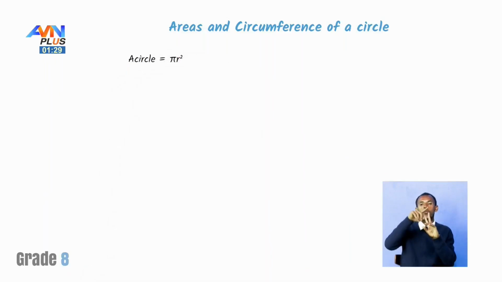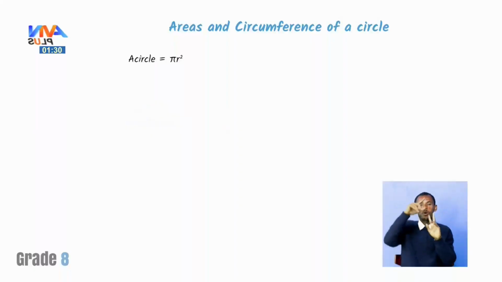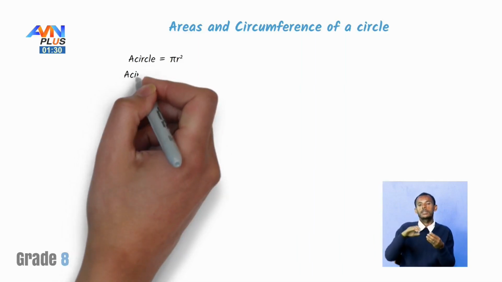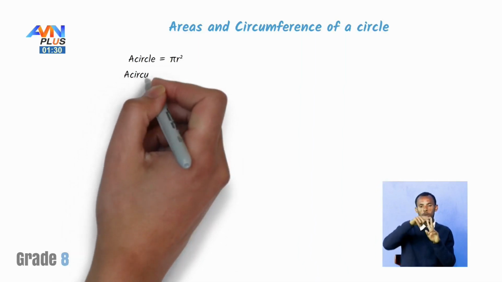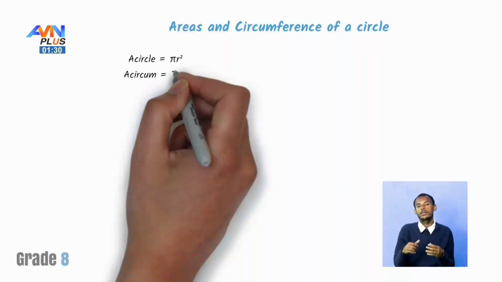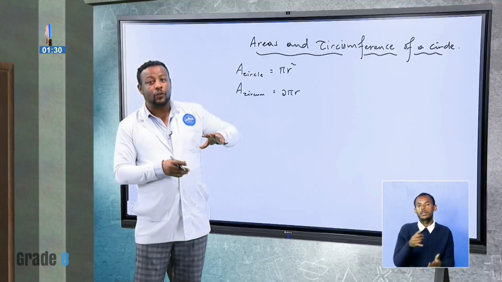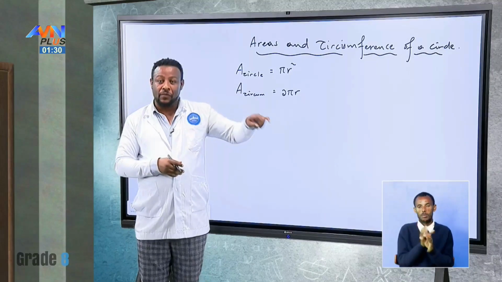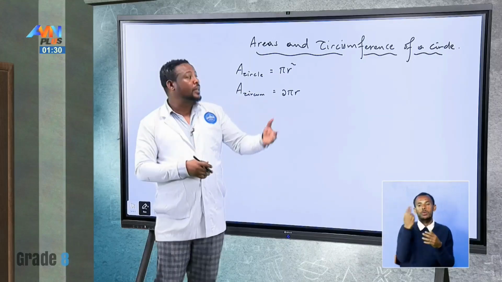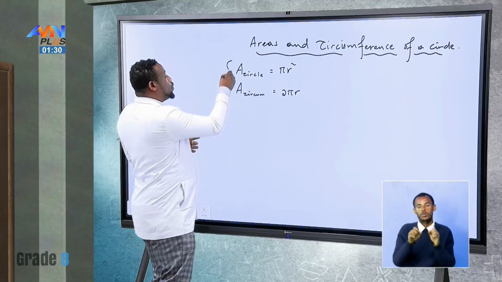So the area of a circle is dependent on its radius, and it's given by pi r square. Okay, the area of a circle is pi r square, and the circumference of a circle is 2 pi r. Circum means circumference of a circle. So the circumference of a circle is 2 pi r. 2 pi r is the formula that we use to calculate the circumference of a circle, and pi r square is the formula that we use to calculate the area of a circle. So knowing these two is very important.